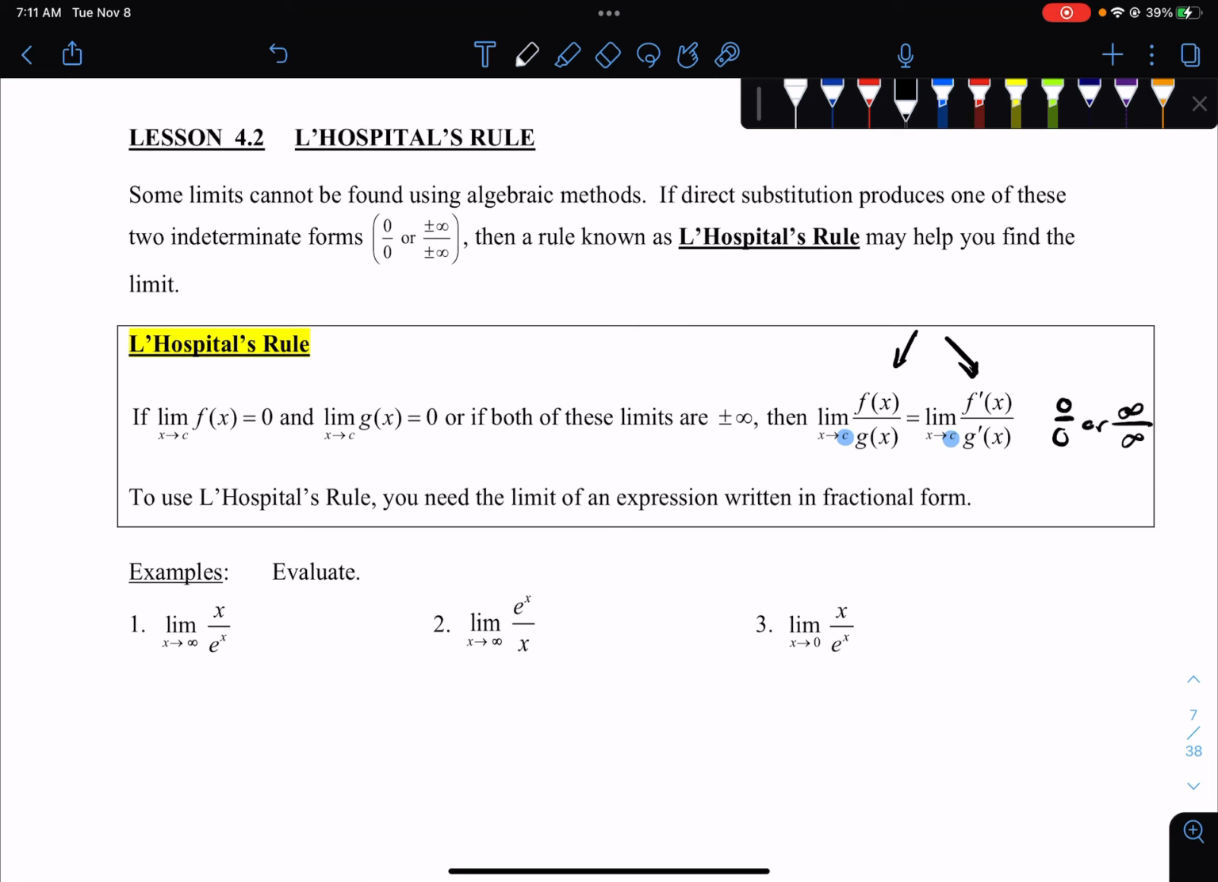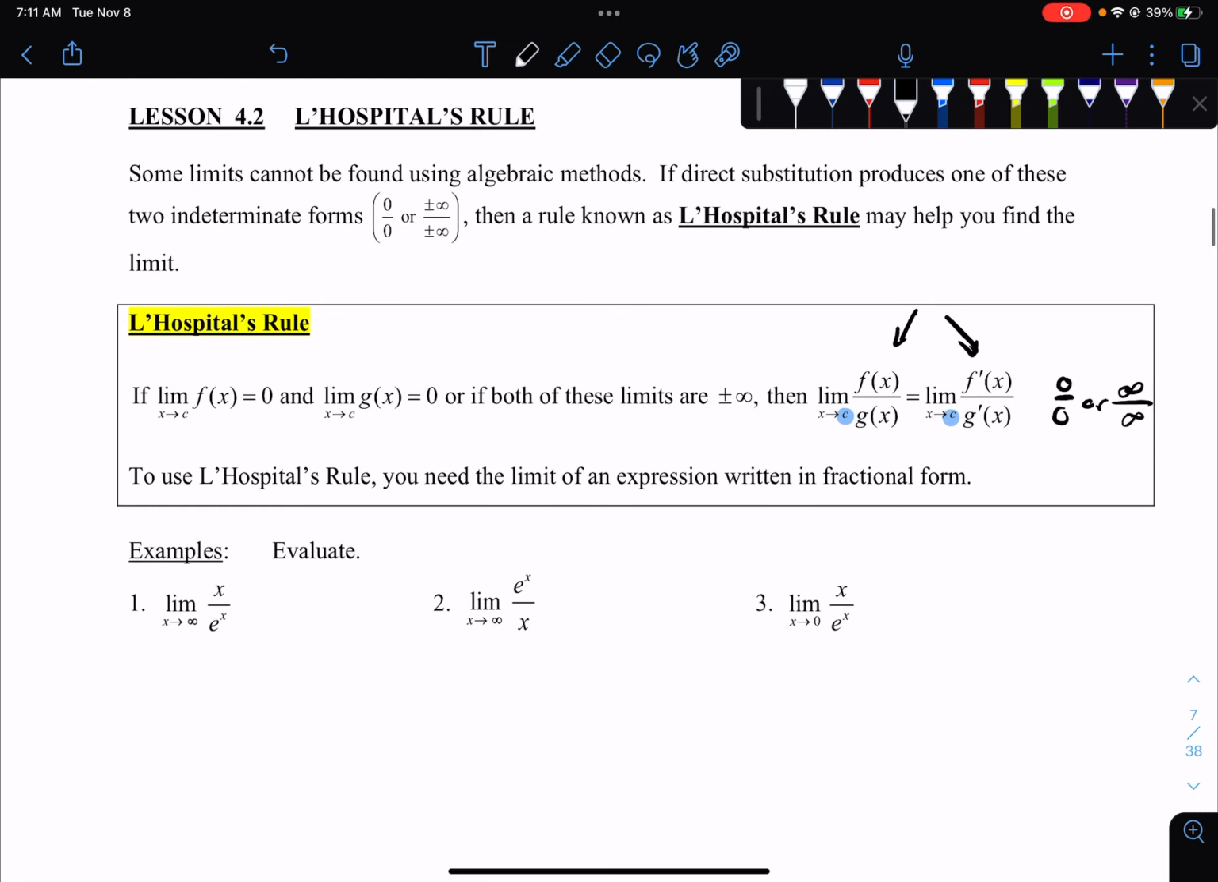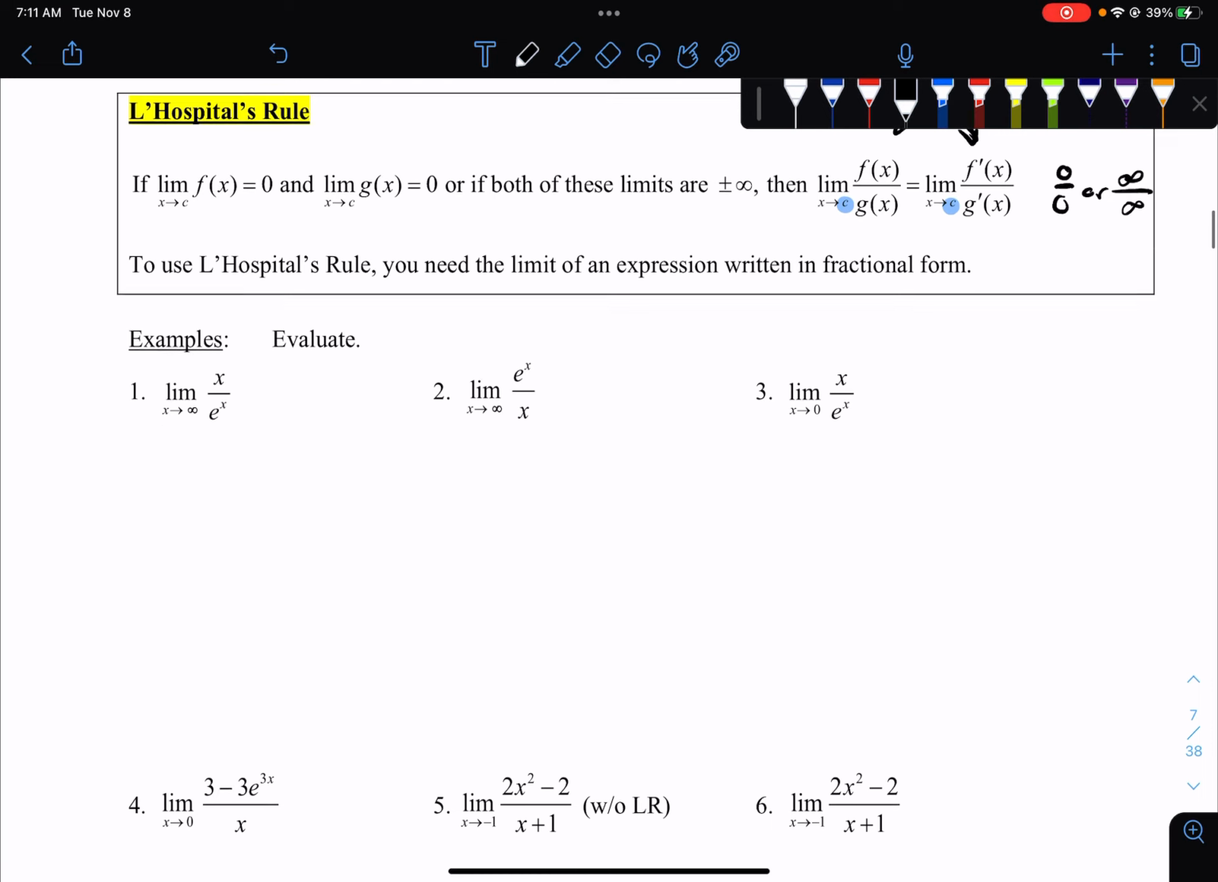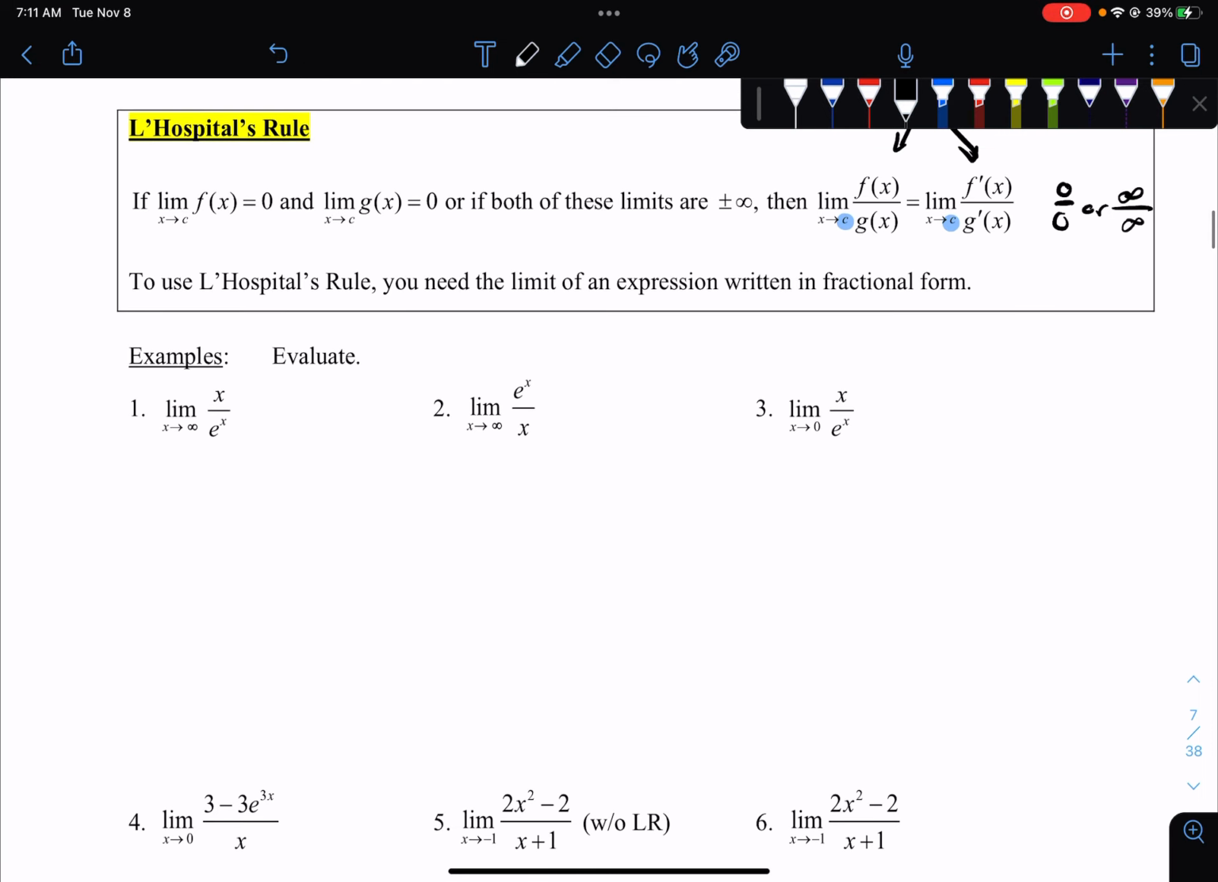What I can do is I can take the derivative of the top and the derivative of the bottom, and I can use those for my limit. So let me kind of show you. It's hard to explain without an example that you're walking through.